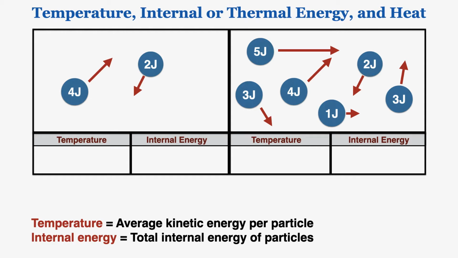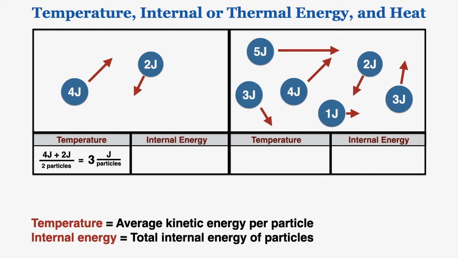The temperature is the average kinetic energy per particle, so to find that average for the material on the left, I can just add the total kinetic energy and divide it by the number of particles. So I can see that this material has an average kinetic energy of 3 joules per particle. On average, of the two particles, each one has an average of 3 joules. So that would be a way of recording the temperature.